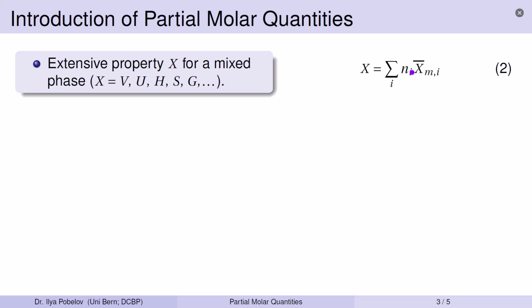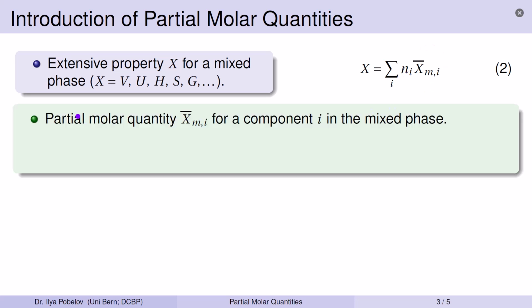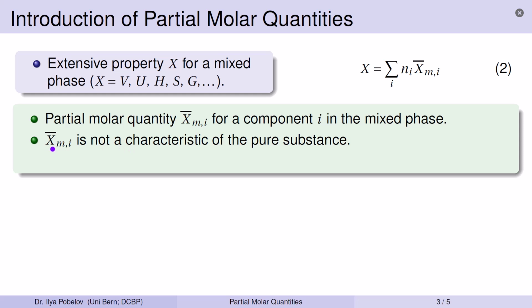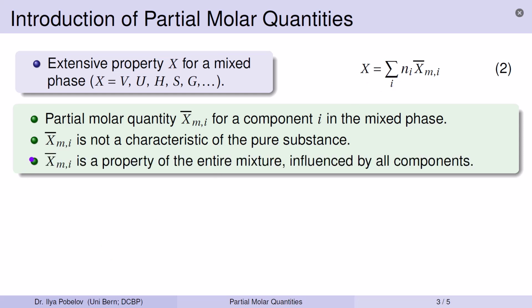Instead, we sum up the product of the amount of each component and its partial molar quantity, represented as X bar Mi. This partial molar quantity is not a characteristic of the pure substance, but rather represents how that component contributes to the total value of the property within the mixture. Each partial molar quantity is a property of the entire mixture and is influenced by all components.